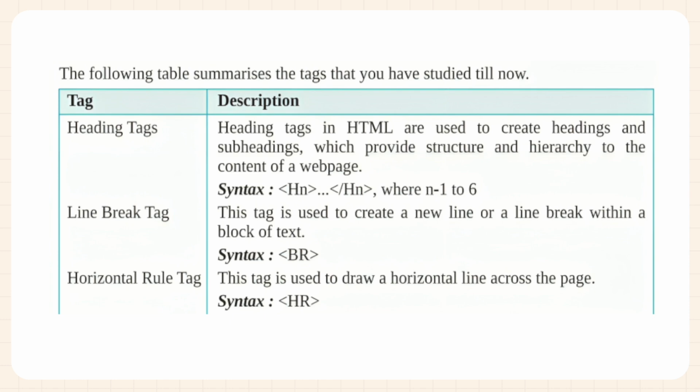Tag, description. Heading tags. Heading tags in HTML are used to create headings and subheadings, which provide structure and hierarchy to the content of a web page. Syntax: Hn, where n is 1 to 6. Line break tag. This tag is used to create a new line or a line break within a block of text. Syntax: BR. Horizontal rule tag. This tag is used to draw a horizontal line across the page. Syntax: HR.